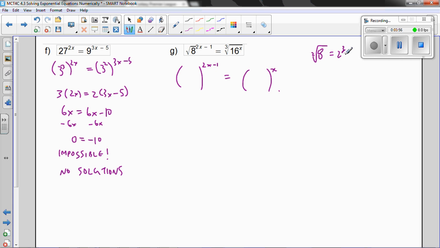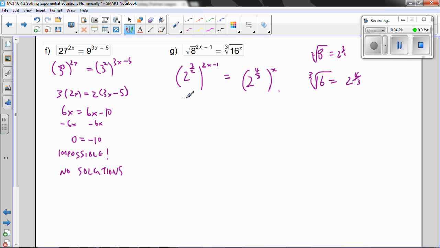The bottom number's got to be the root part, right? Bottom number is the root part. So the square root of 8 is 2 to the exponent 3/2, which looks a bit strange, but we'll see it's not bad. What about 16? Well, 16 is 2 to the exponent 4. So what's the cube root of 16? Well, the cube root of 16 then is 2 to the exponent 4 over 3. Remember, the bottom number is the root. So this is 2 to the exponent 4/3. And now I can make the exponents equal because I got the bases the same.